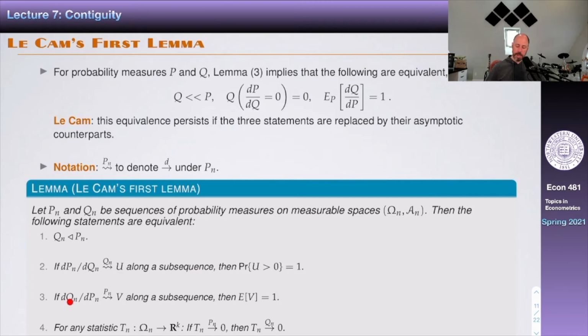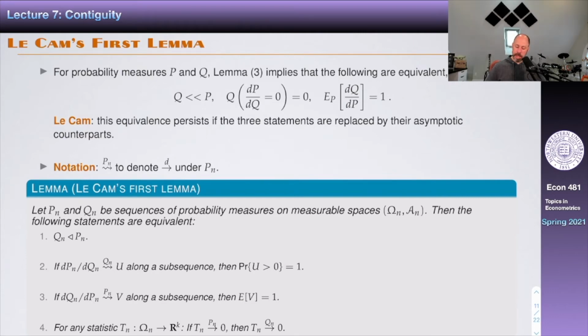The third part is: dQ/dP under Pn converges to a random variable b along a subsequence. Then the expected value of this random variable b is 1. And this is essentially this part, if you look at it. You're computing expectations under P, you're computing convergence under P, you're looking at dQ over dP, which is b. And then you're asking that the expectation of that is 1, which is what you're obtaining here.